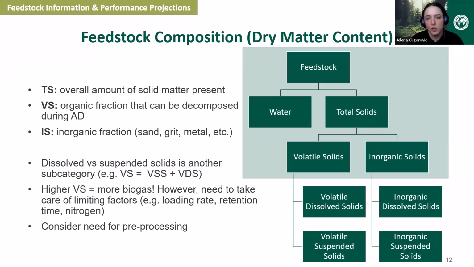I did want to break it down and just mention that within the volatile solids and inorganic solids, there are subcategories, which are dissolved and suspended solids. So volatile dissolved solids and volatile suspended solids added together equal 100% of volatile solids. So these two do make up the whole component of the category above them. You can also sometimes hear total dissolved solids and total suspended solids. These are just the ratios of dissolved or suspended under each of the three main categories there.